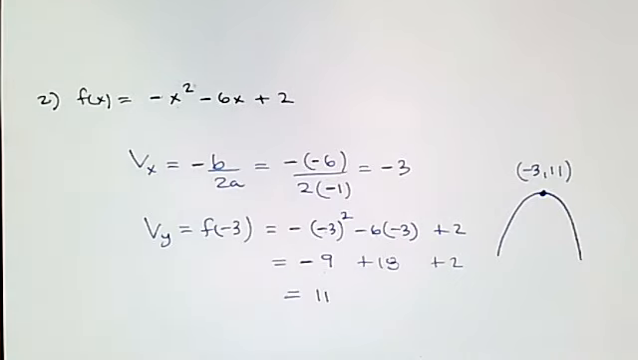Okay, so if you can remember -b over 2a, I think you're going to find it much faster for finding the vertex of a parabola. No more completing the square. You don't have to do the midpoint of the x-intercepts. You can just go straight to -b over 2a, and it will give you the vertex really fast.